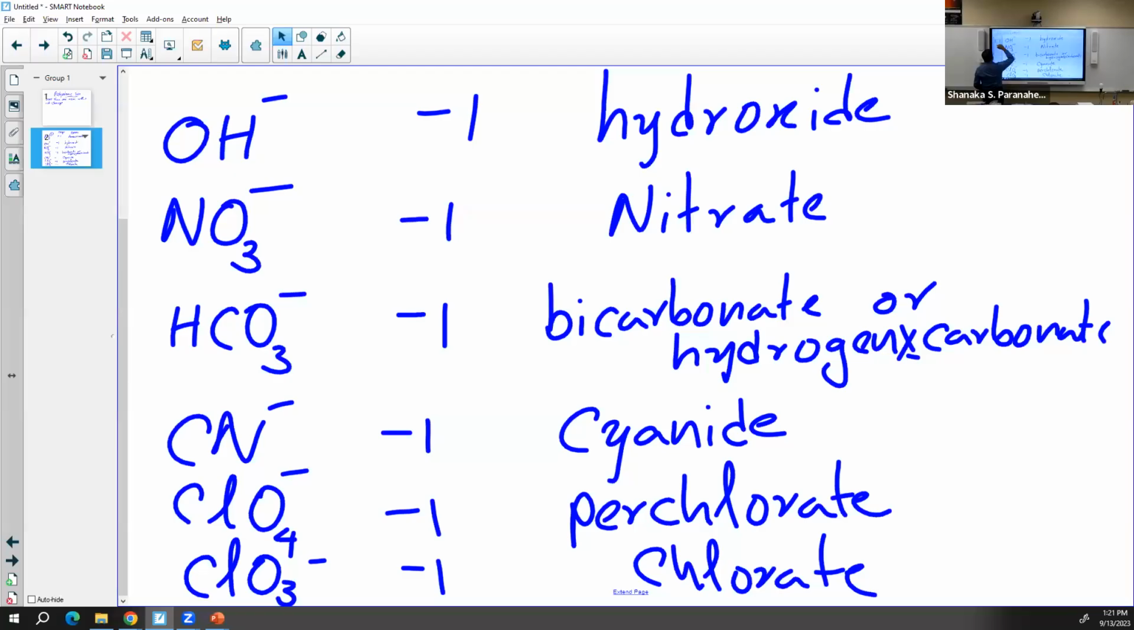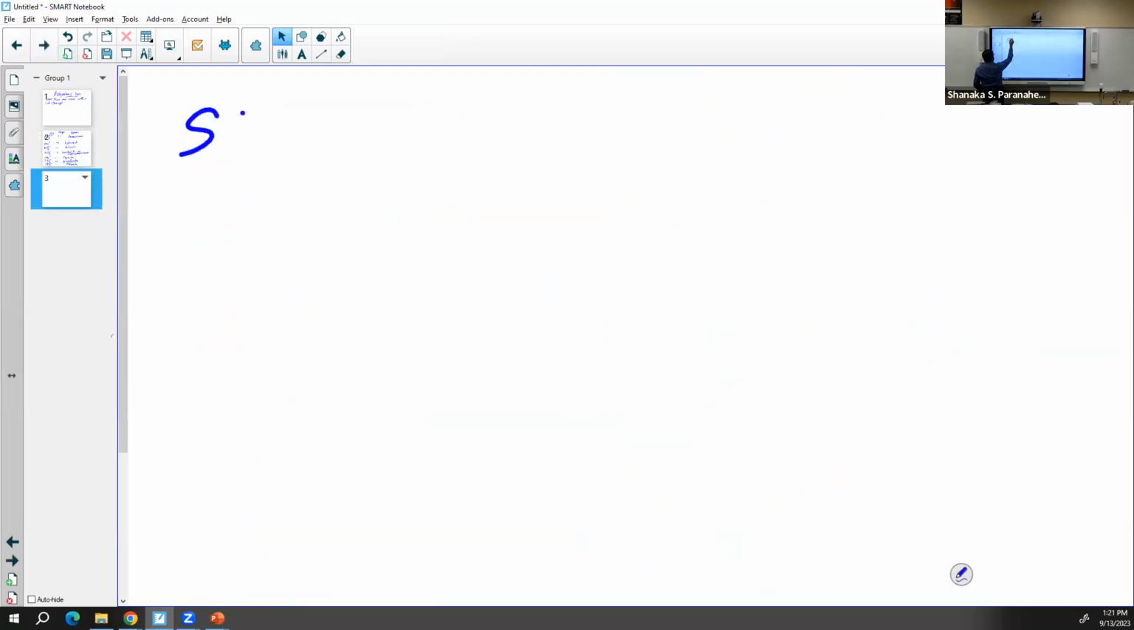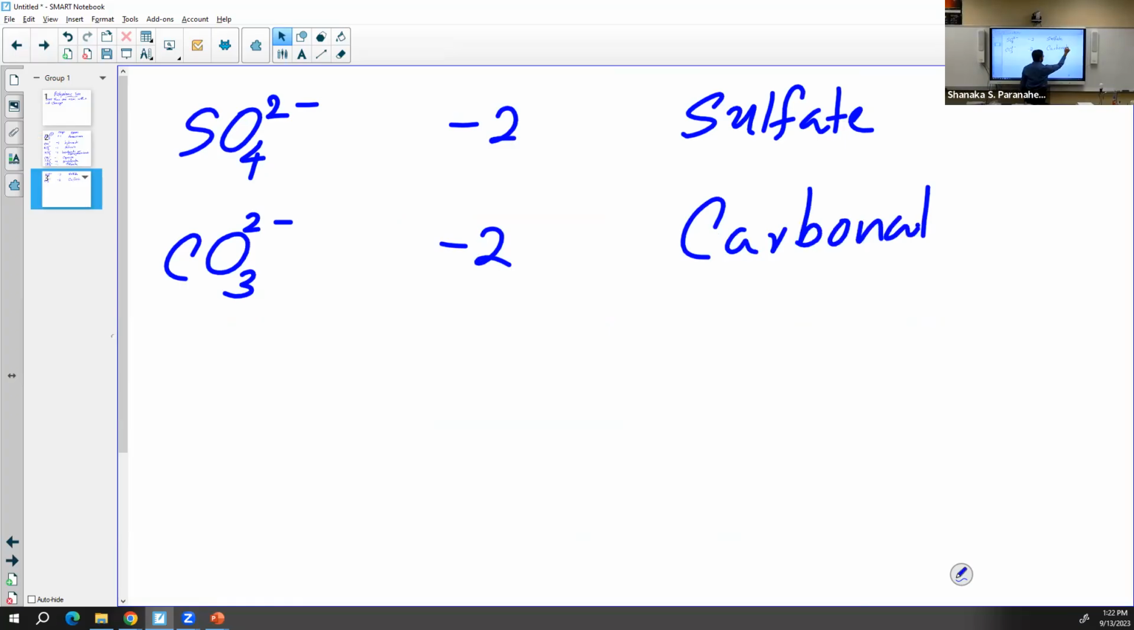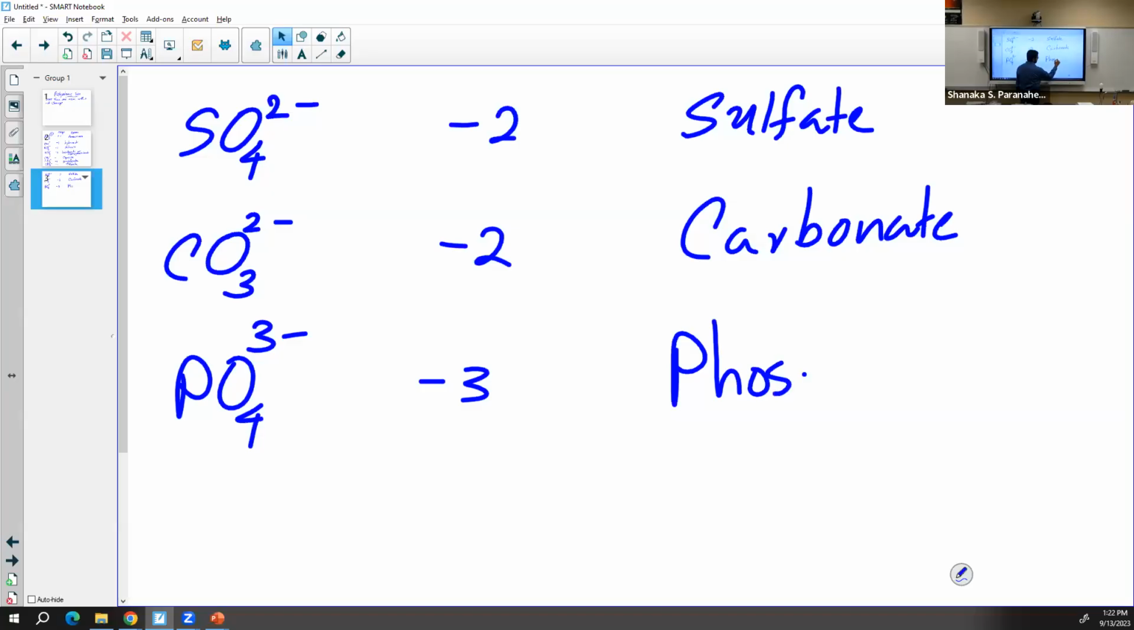So those are the polyatomic ions, and the next one is SO4 2 minus. The charge is -2. The name is sulfate. Next one is CO3 2 minus. Charge is -2. Carbonate. And the last one is PO4 3 minus. Charge is -3. Phosphate. I think that makes 10.